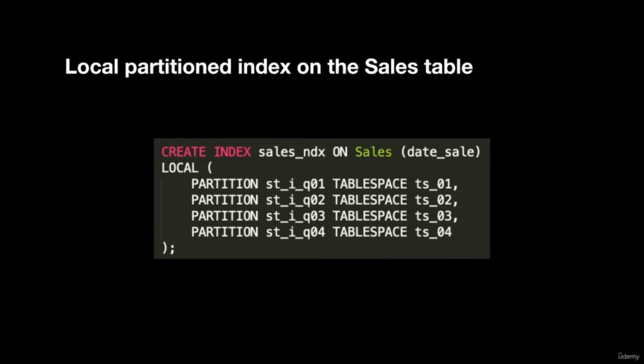Note that the example did not use the partition by range clause when creating the index. Oracle automatically takes the partition structure for the index from the partition structure of the underlying sales table. You can also omit clauses like partition STIQ02 tablespace TS02. If partition is omitted, then Oracle will automatically create the partition names. If tablespace is omitted, then Oracle will automatically place the partitions in the same tablespaces as the corresponding partitions in the base table. Let's switch to example number 2.